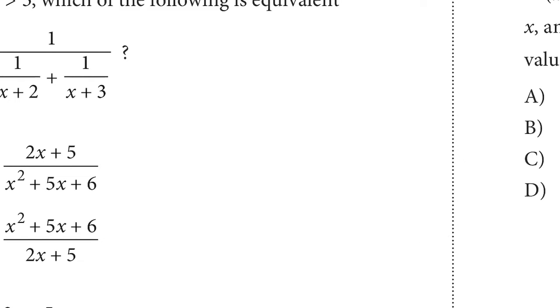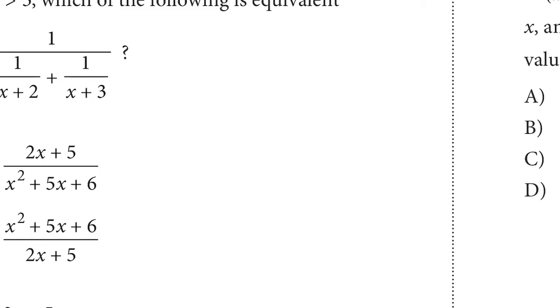If x is greater than 3, which of the following is equivalent to 1 over x plus 2 plus 1 over x plus 3? Okay. So at first glance, if you look at this and say, yikes, it looks like there's going to be a lot of messy algebra in there, then we've got an alternative for you. If you look at this and you say, hey, I can simplify this algebraically, I'm really comfortable doing that, then that's great. And I'm going to run through the algebra quickly, but I'm going to spend a little bit more time on a strategic approach that makes this question more manageable.